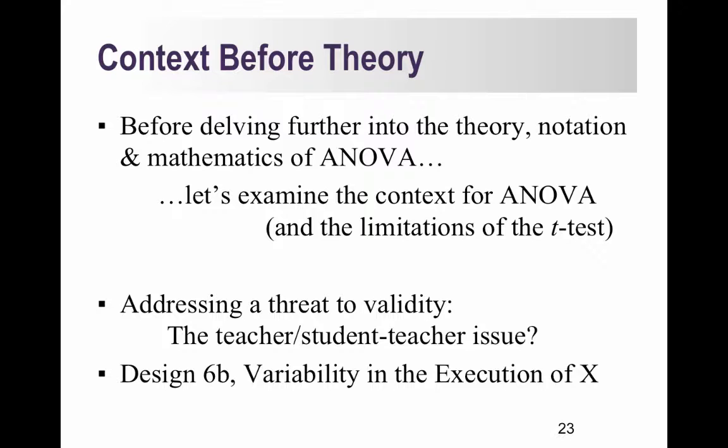In a previous example, we saw the teacher-student-teacher issue, where a teacher had a student-teacher come into class, and the teacher wanted to try a quote-unquote experiment and had the student-teacher do one activity with a random set of the students, and the teacher did something else. And of course, the threat to validity there was whether it was the treatment that had the effect, showing the difference between the two randomly selected groups, or if it was the fact that the teacher and the student-teacher are different in ability levels. One way around this threat to validity is what we call design 6B, or the variability in the execution of the treatment.